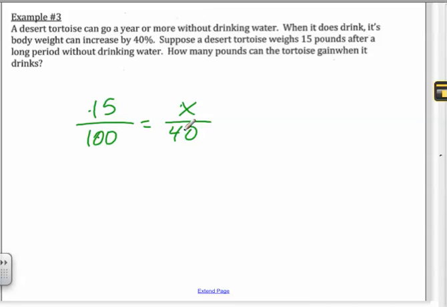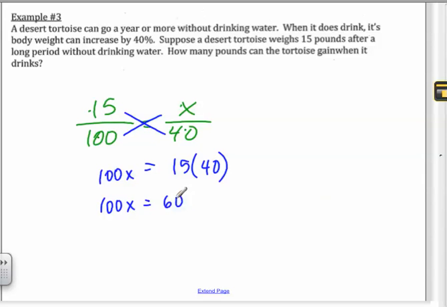I like doing those proportions. What should I do here, Henry? X and 100 equals 15 times 40? You want me to cross multiply? So I'm going to get 100x is equal to 15 times 40. That should be 600, is that right? And then what should I do from there?